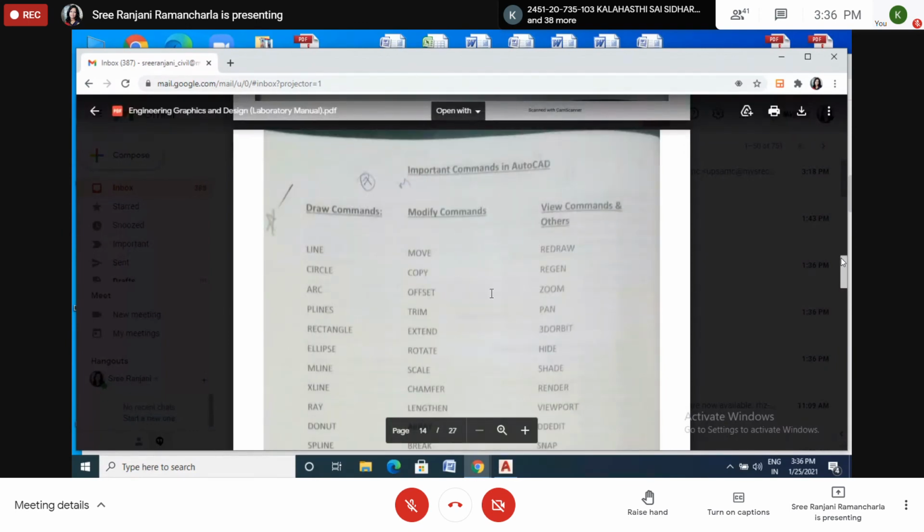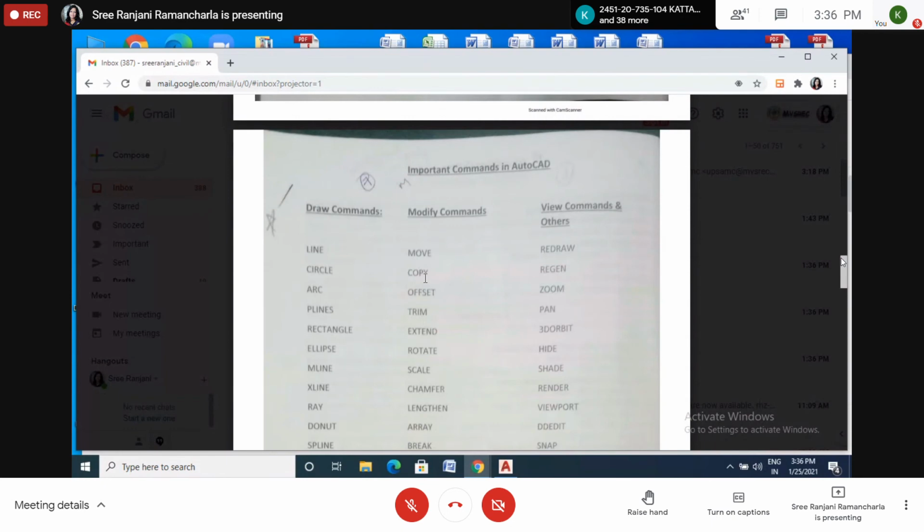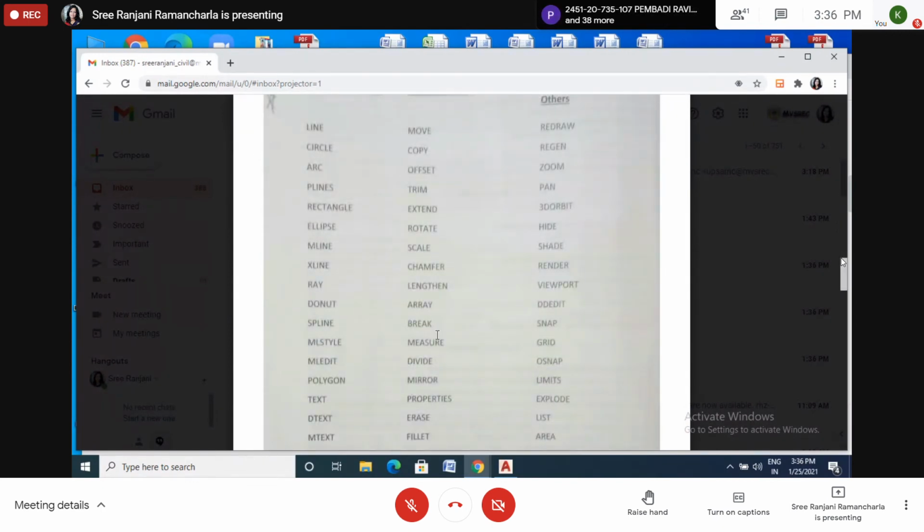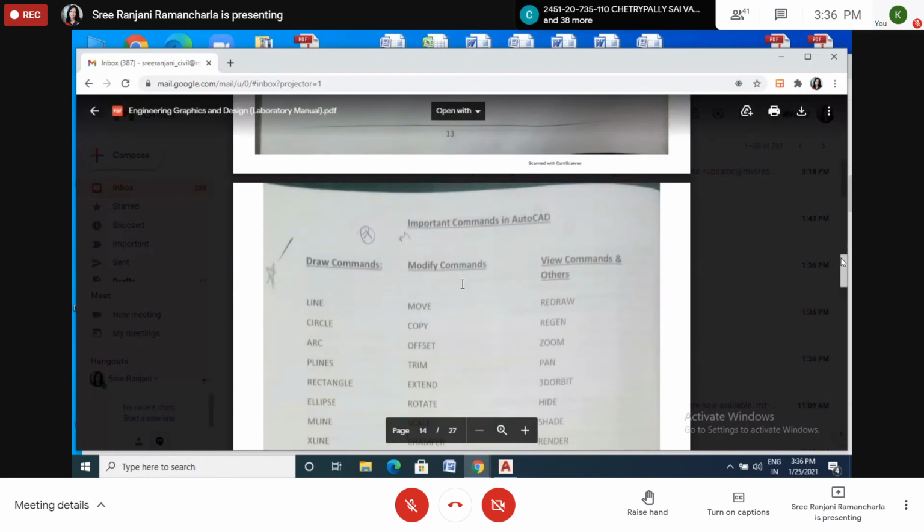Modify commands. How to modify, like copy, move, offset, trim. These all I used here. Scale also, chamfer I did not use here. We will be doing all this. Array, I used array, break, divide, mirror. These are all modify commands.